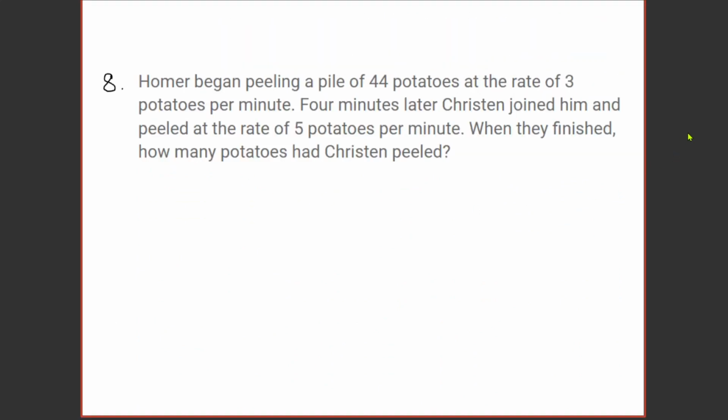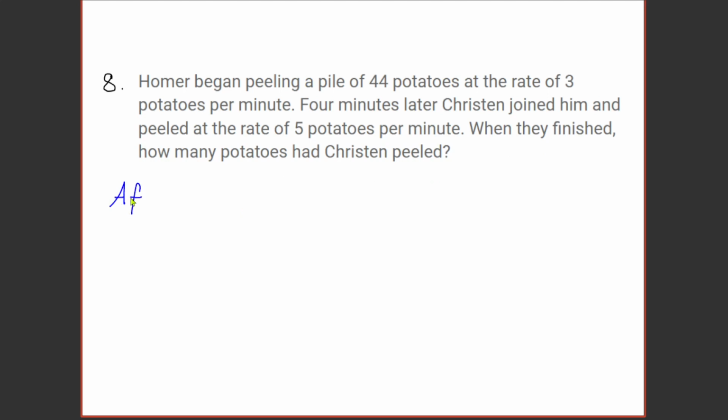Homer began peeling a pile of 44 potatoes at a rate of 3 potatoes per minute. 4 minutes later, Christian joined him and peeled at a rate of 5 potatoes per minute. Once they finished, how many potatoes had Christian peeled?